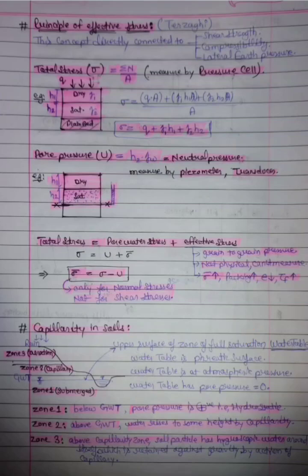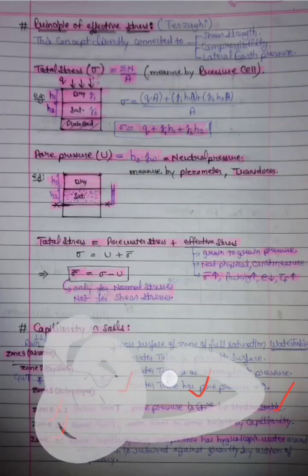Now zone 1. Zone 1 is below the groundwater table. Pore pressure is positive, that is hydrostatic. Now zone 2 is above the groundwater table. Water rises to some height by capillarity. Now zone 3, above the capillary zone, the soil particles have hygroscopic water around themselves, which is retained against gravity by the action of capillarity. This zone is called the aeration zone.